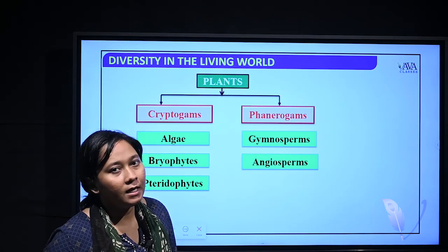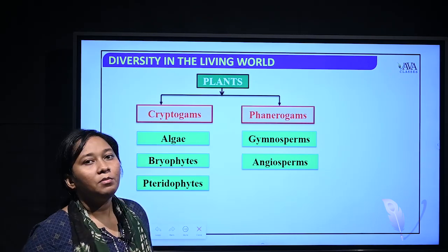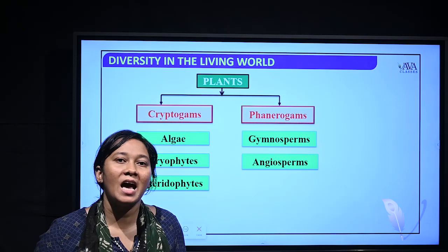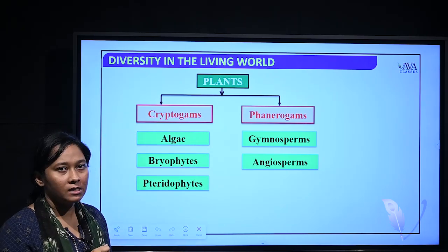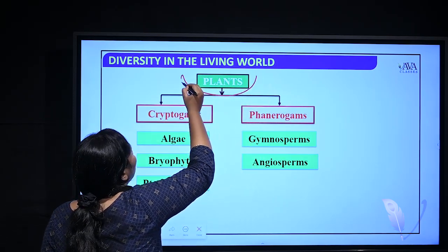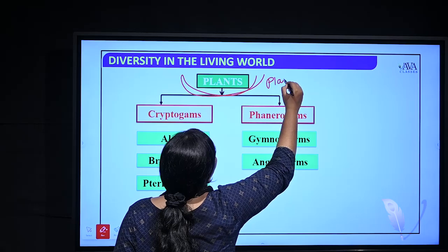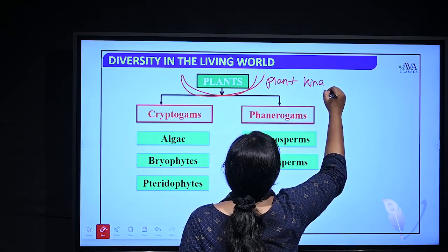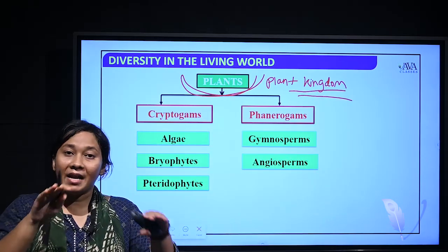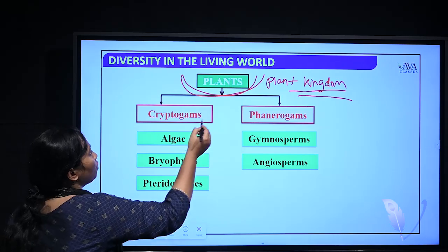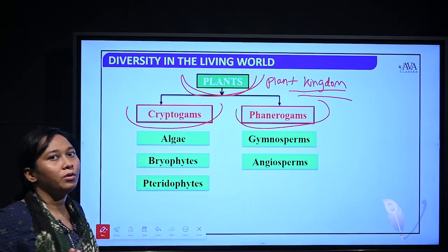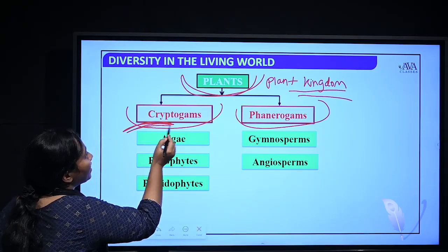Before going to the habitat, let's see the plant kingdom is divided into how many categories and which plant groups are considered under those categories. Okay, let's see first. Generally, your plant kingdom, or plants, are divided into two categories. One is your cryptogams, another is your phanerogams. Okay, cryptogams. What does this word represent?